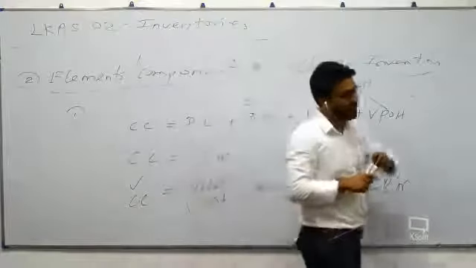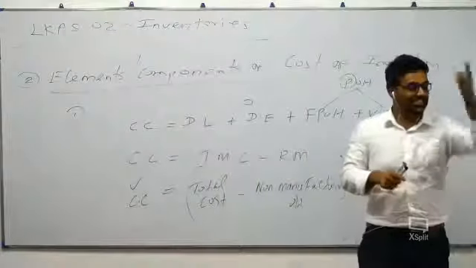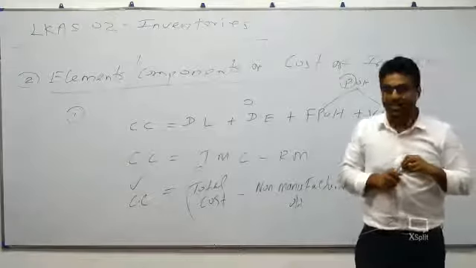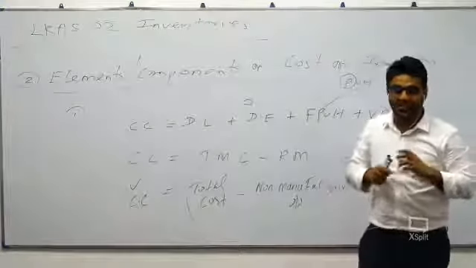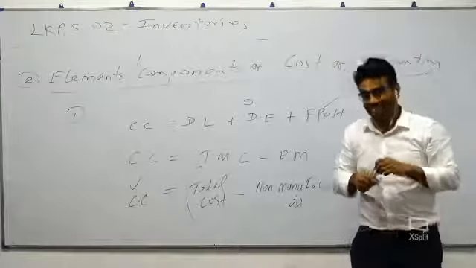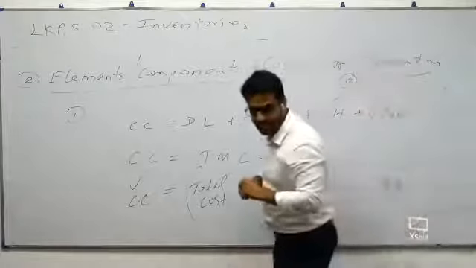Anyone tell me why raw material is not included? Because it's already included in number 1. If I include it again, it's double counted. That's why it's not included. Clear, guys?